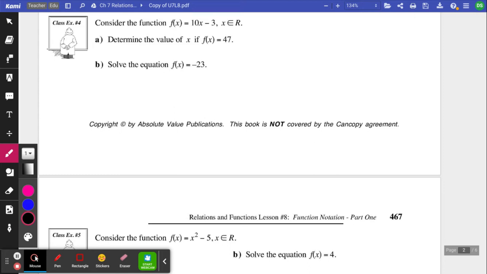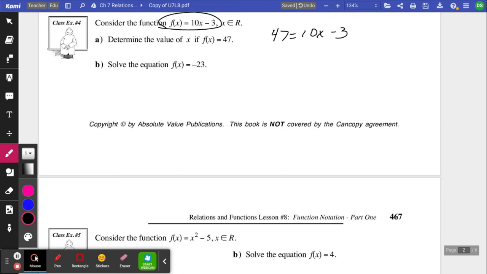Where the f of x is now. Brilliant words. Where the f of x is now. So, you take this, it's not rocket science. If f of x is 47, everywhere I see f of x, I'm going to put 47. Do you get that?